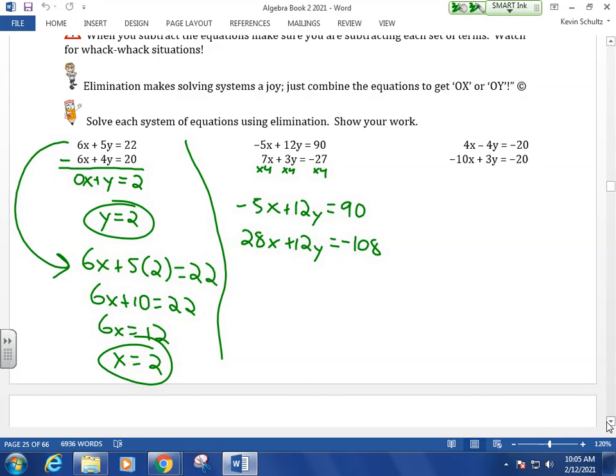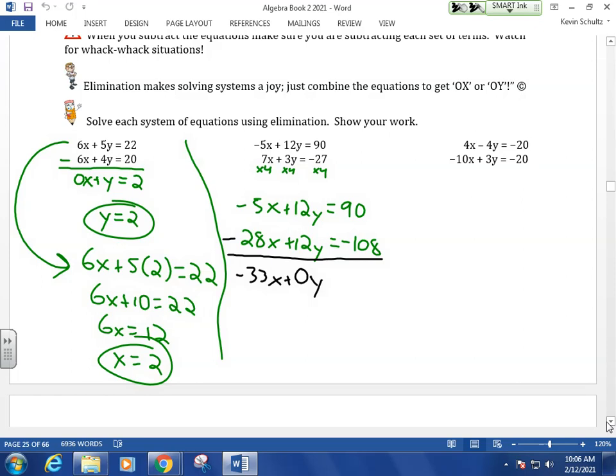So what operation are we going to be using here to cancel out those y's and get 0y? Subtraction, right? If we add these equations, that means we'll take 12 plus 12, which is 24. That's not what we want, okay? We want to subtract these equations so that we get that 0y. There, 12 minus 12. Our x terms, negative 5 minus 28, gives us a negative 33x.